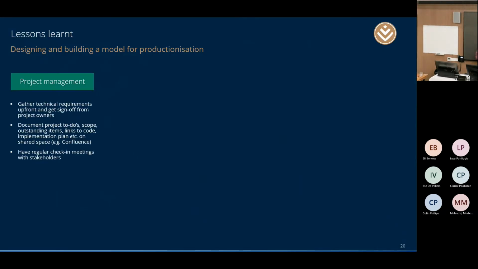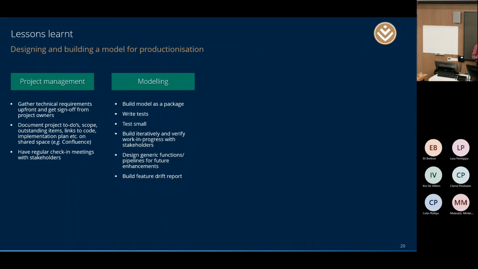If we look at project management, it's quite important to gather all the technical requirements up front and get sign-off from all the stakeholders, so you have that buy-in right up front. Document everything and anything related to the project, the execution, meetings, minutes, notes, and if you have it in a shared space, everyone can contribute, everyone has sight of it. And then naturally have regular check-in meetings with the stakeholders to make sure you're all still on the same page.